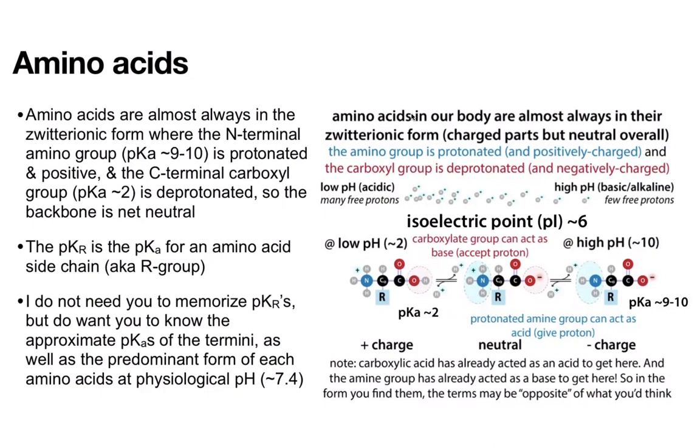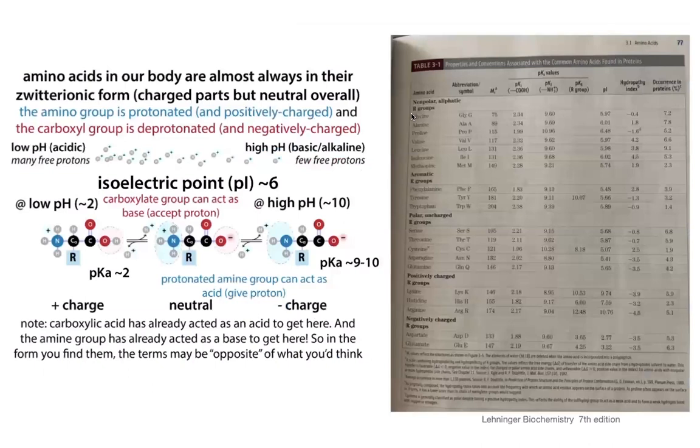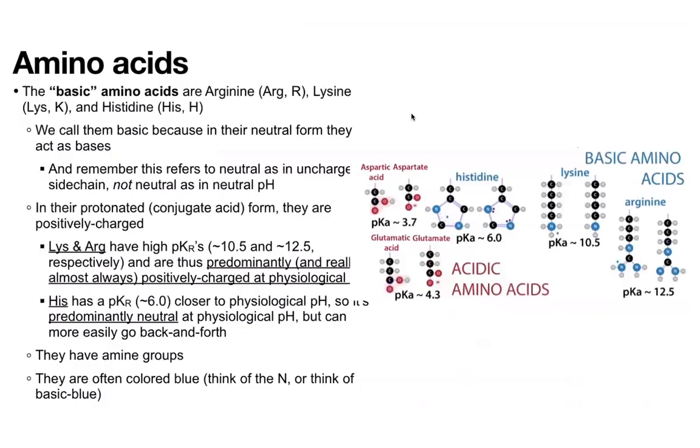Okay, so I don't need you to memorize pKr's. I do want you to know the approximate pKa's for the N and C termini, as well as know, for the amino acids that have a pKr, what the predominant form of each would be as you would find it in the body. So remember, those are the ones that I care that you know about in terms of acidic versus basic.